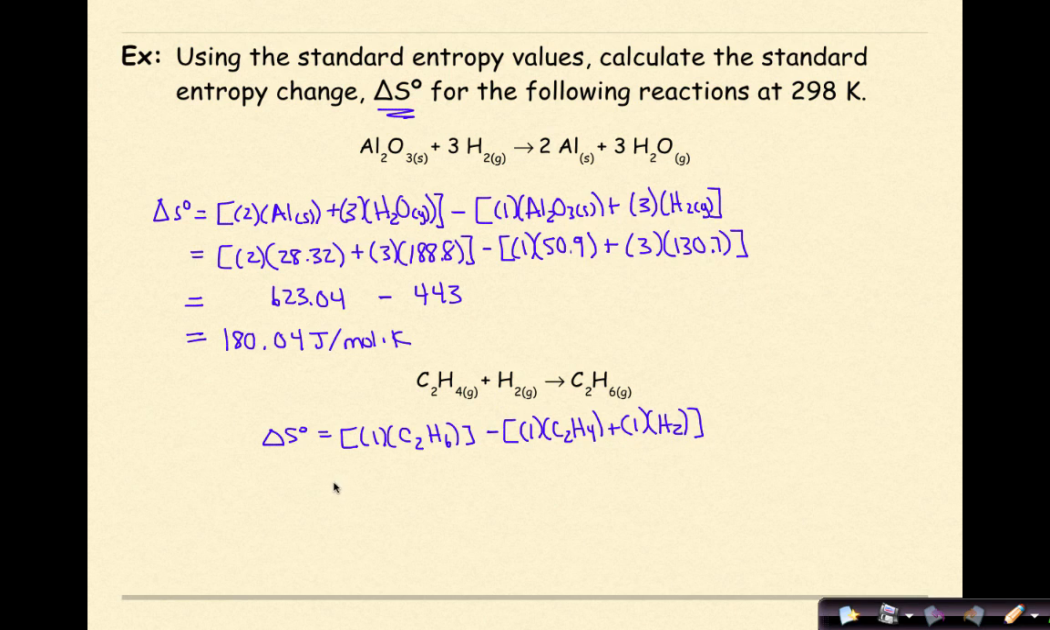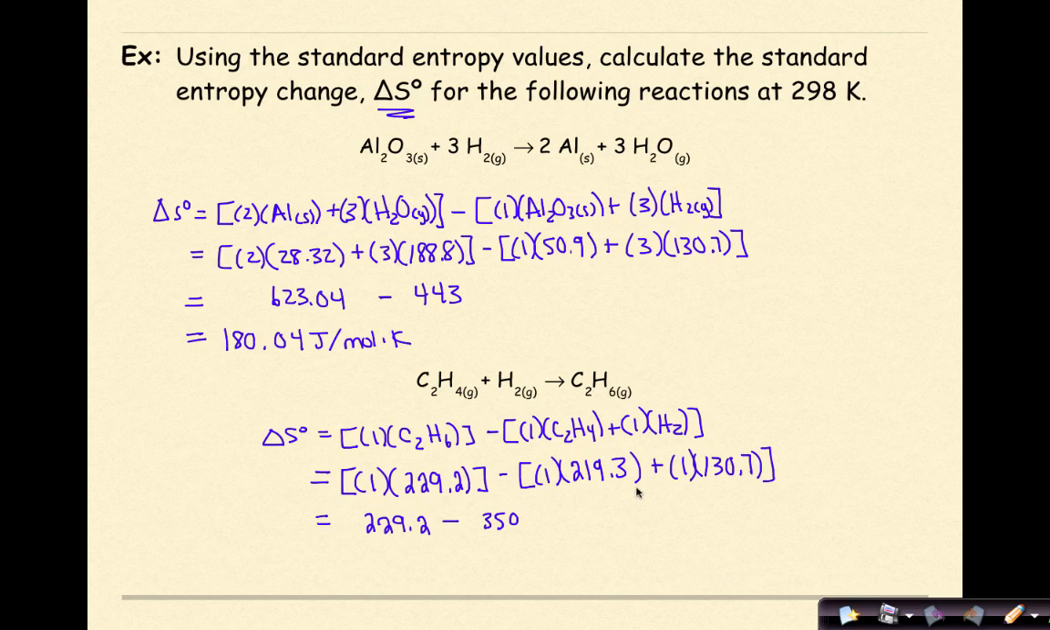The next thing that I'm going to do is go to the tables and fill in the values for all of my compounds. So for C2H6 in the standard state, the value associated with this for entropy is 229.2. For C2H4, my first reactant, it's 219.3. And for H2, it's 130.7. So now what I've done is basically said 1 times 229.2, which I have down here, minus 1 mole times 219.3 plus my 1 mole of 130.7. I've added those two values together and I get 350.